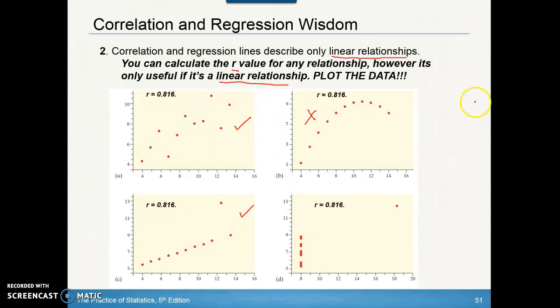Okay. And notice how this r value is pretty strong. So r says 0.816. Okay. However, this is definitely not a linear relationship. So we cannot use the r value to make predictions.